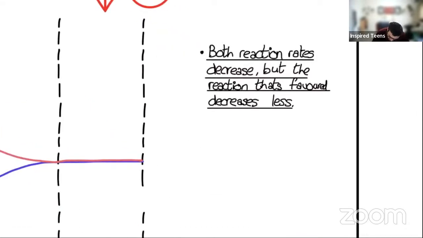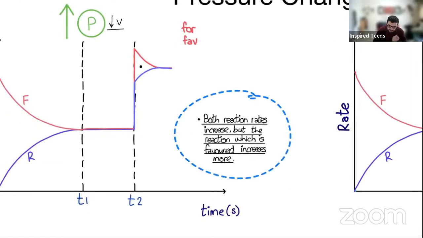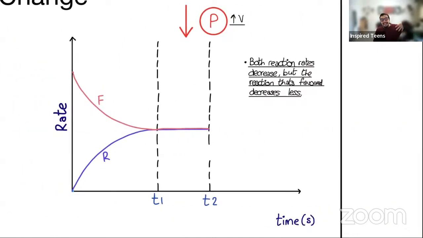The reaction that is favored decreases less. Both reaction rates decrease, but the one that is favored decreases less. That makes sense. In the other case, both would increase, but the one that is favored increases more. Both decrease, but the one that's favored, because it occurs more, would decrease less.